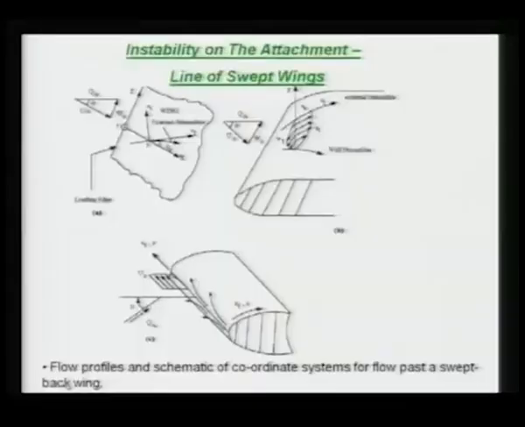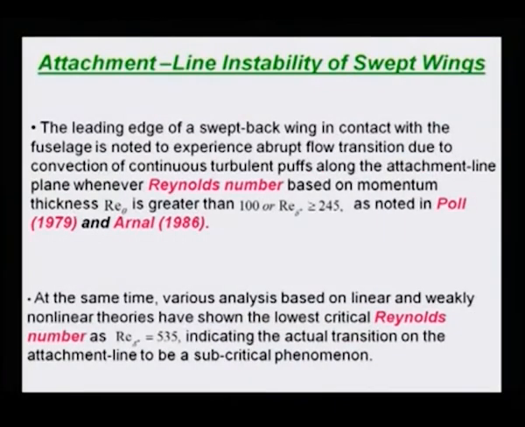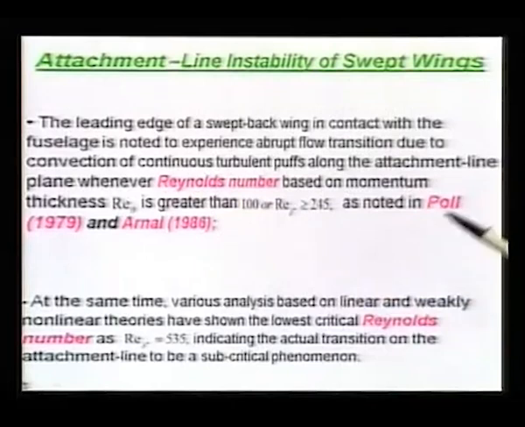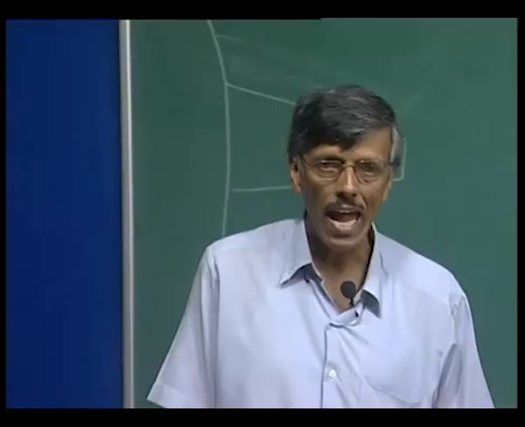Now, let us go back and give you a kind of running commentary of what people were looking at, that when you look at the leading edge of a swept back wing in contact with the fuselage, you notice that there is abrupt flow transition, and this was later on studied variously by Ian Paul and Arnold, who noted that this abrupt flow transition is due to convection of continuous turbulent puff along the attachment line plane whenever Reynolds number based on momentum thickness, that is we call this Re theta, is greater than 100, which is equivalent to Re delta star of greater than 245. Okay. These are essentially experimental observations.